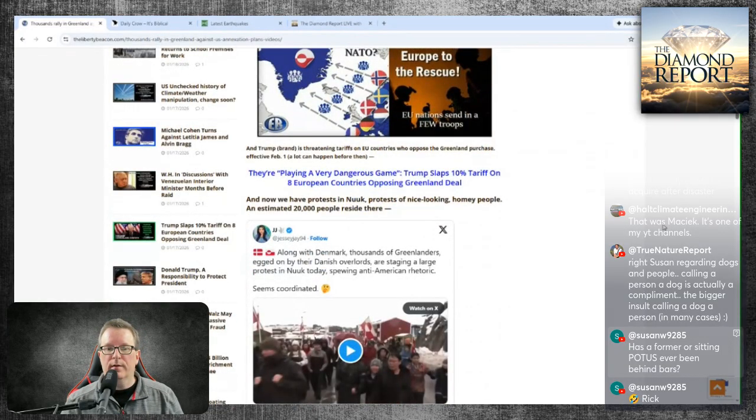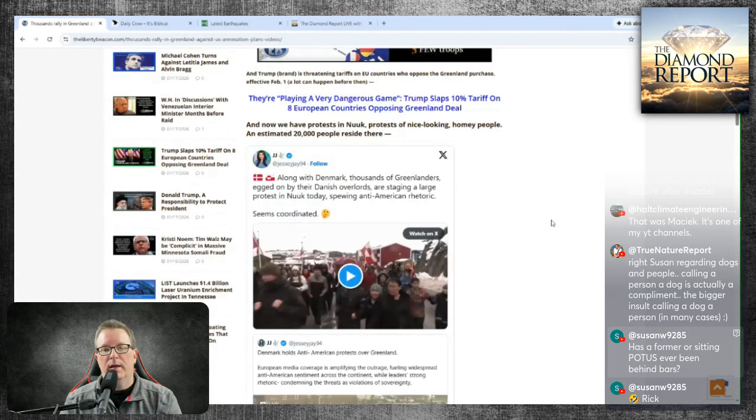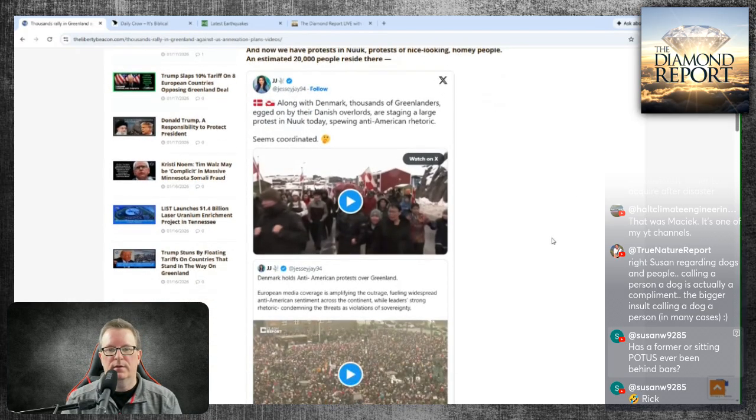And Trump is threatening tariffs on EU countries who oppose the Greenland purchase. Yeah, Trump slaps 10% tariff on European countries opposing Greenland deal. That's a separate article here, but goes over to Zero Hedge. But yeah, that's what I've heard. 10% tariff. And now we have protests in Nuuk, N-U-U-K, I guess. That's how you pronounce that. Protests of nice-looking homie people. An estimated 20,000 people reside there, I guess, in Nuuk.